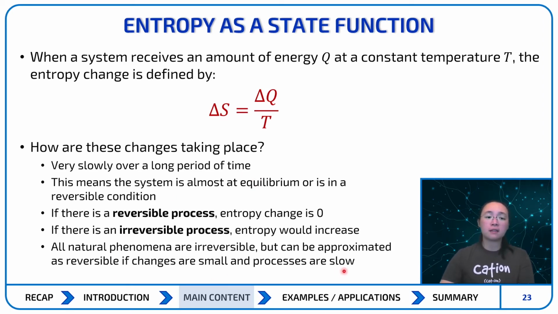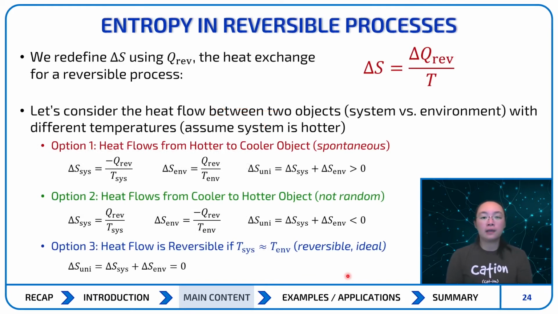So one of the key things is if you are looking at a living system and a natural phenomena, they're all irreversible because we can never be at equilibrium. But we can approximate things as reversible if changes are small and processes are slow. So that's exactly what we'll do for the rest of this lecture.